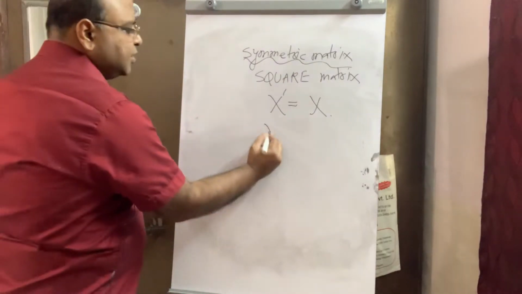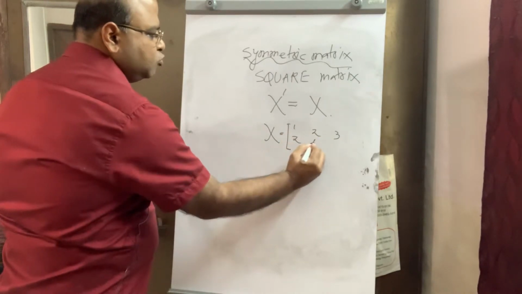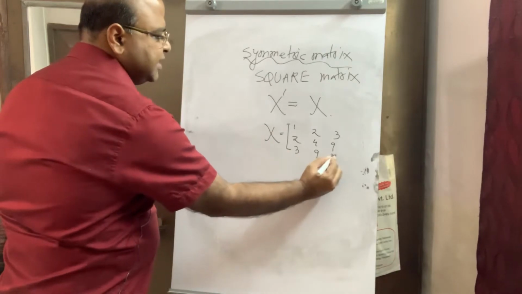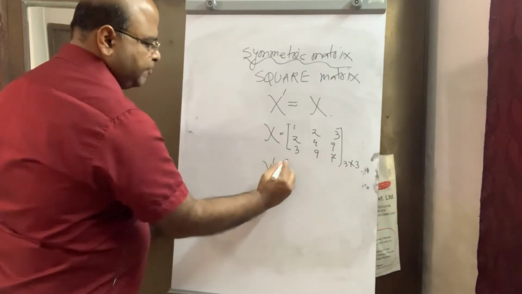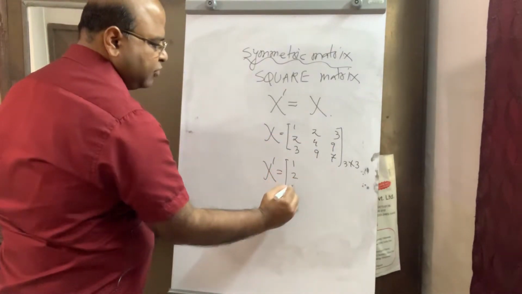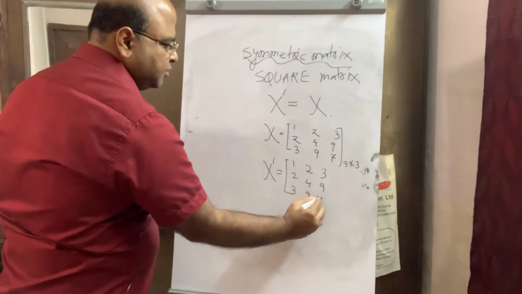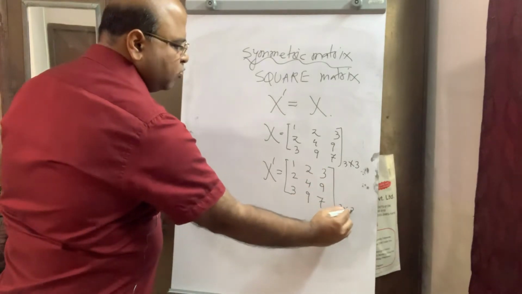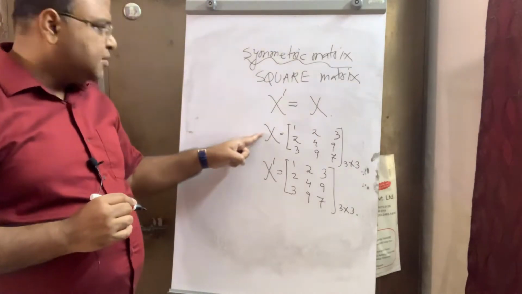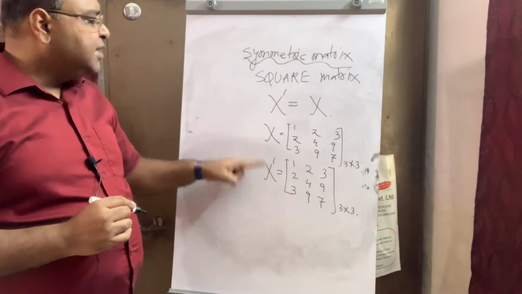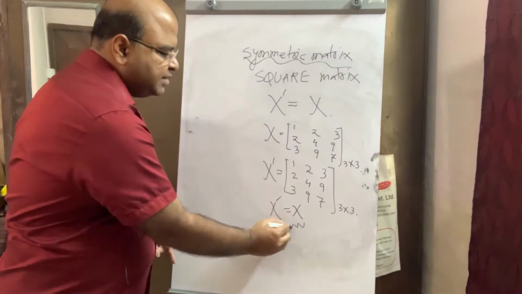So for example, let us consider matrix X as say 1, 2, 3, then 2, 4, 9 and 3, 9, 7. So here we have a square matrix of order 3 by 3, and if you form X transpose, that is if I make the first row as first column 1, 2, 3, the second row as second column and the third row as third column. So as you can see here, there is no difference between X and X dash, they are exactly the same. So such a matrix X, a square matrix whose transpose gives back the matrix itself, that is X dash is equal to X, such a matrix is said to be a symmetric matrix.